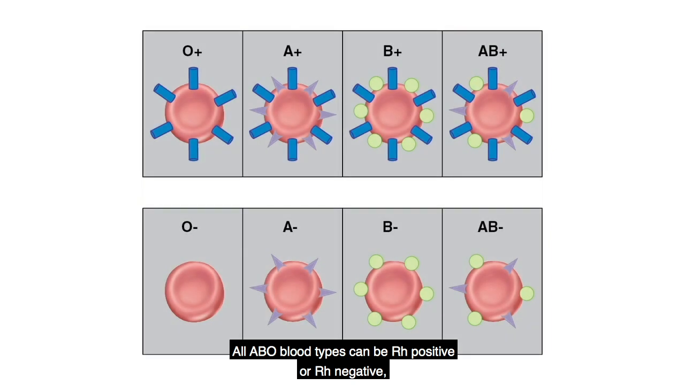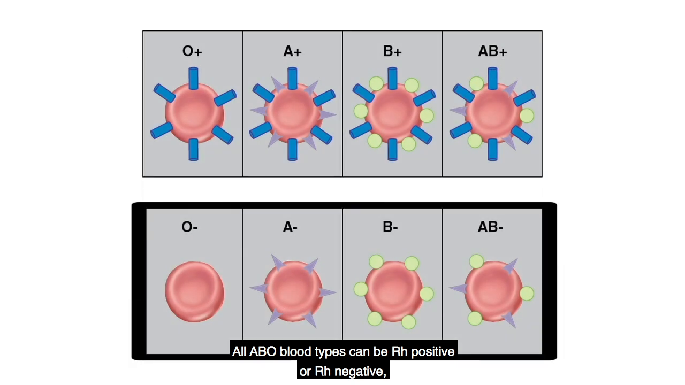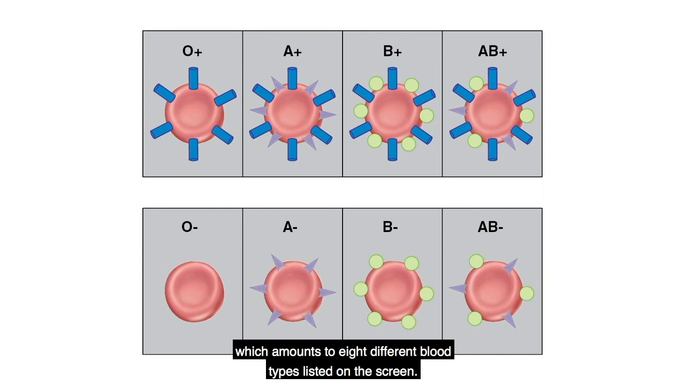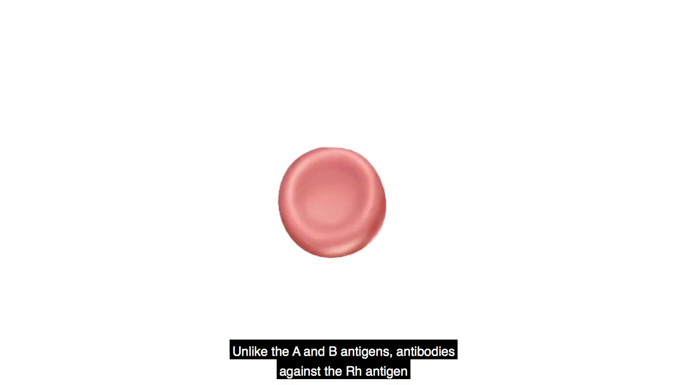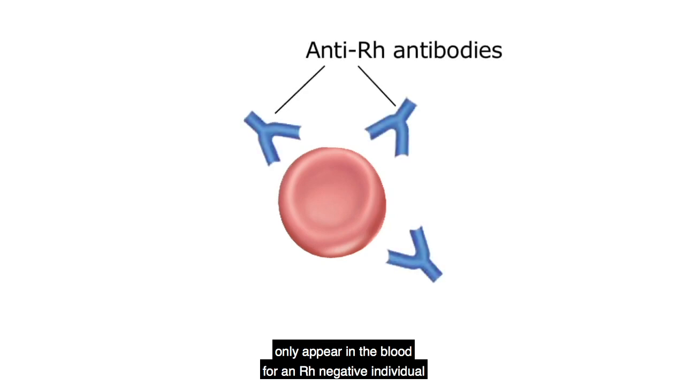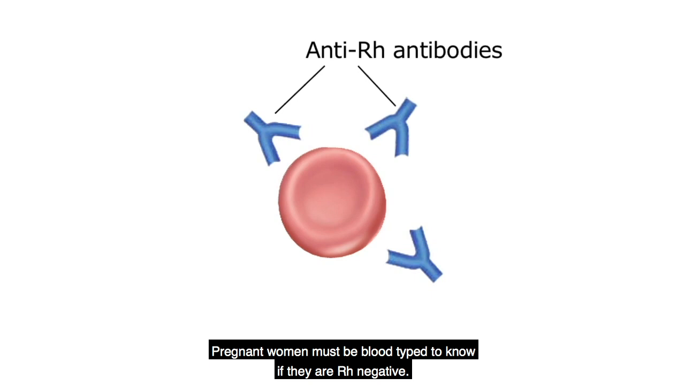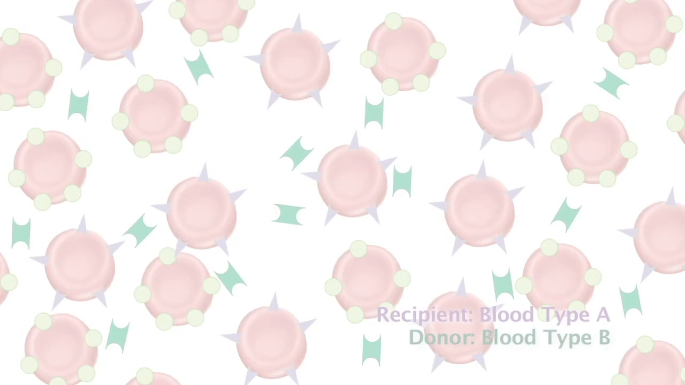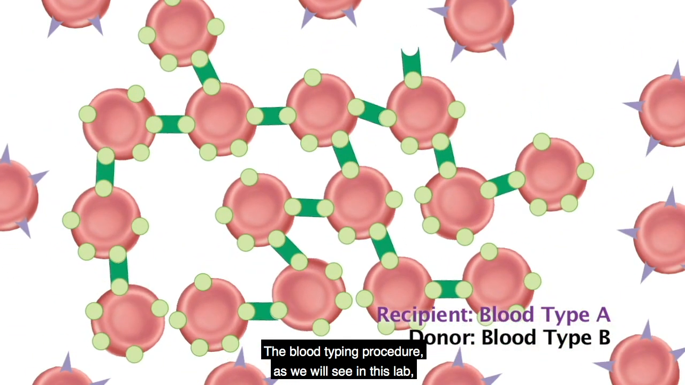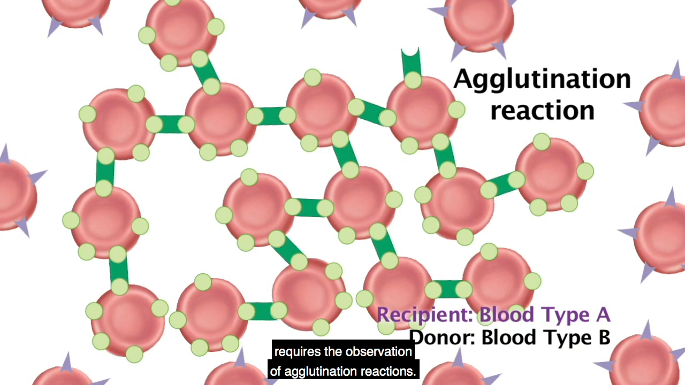All ABO blood types can be Rh positive or Rh negative, which amounts to 8 different blood types listed on the screen. Unlike the A and B antigens, antibodies against the Rh antigen only appear in the blood for an Rh negative individual who has been exposed to Rh positive blood. Pregnant women must be blood typed to know if they are Rh negative. If a mother is Rh negative, measures must be taken to prevent complications that could arise for a fetus that is Rh positive. The blood typing procedure, as we'll see in this lab, requires the observation of agglutination reactions.